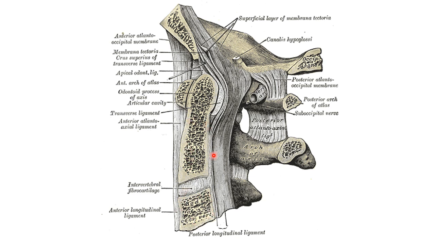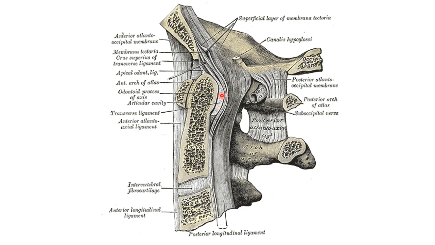This is the body of the axis, that is the second cervical vertebra, and this is the odontoid process. As you know, the atlas does not have a body. Instead, it has an arch. So here you have the anterior arch of the atlas. Just behind the anterior arch, you have the odontoid process of the axis. Just behind the odontoid process of the axis, you have the transverse ligament. So this is the transverse ligament, as you have studied in the first slide.